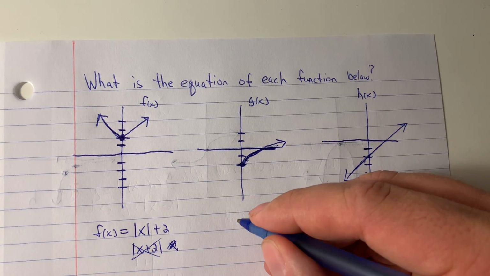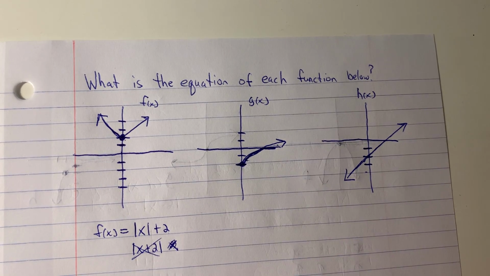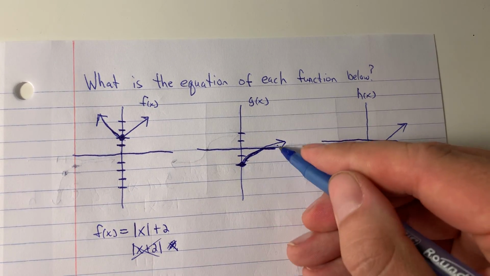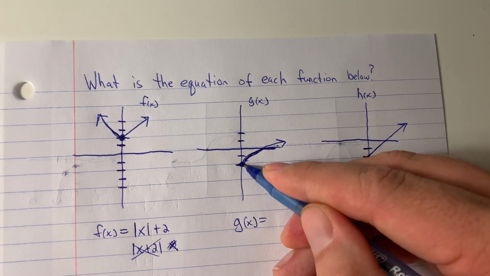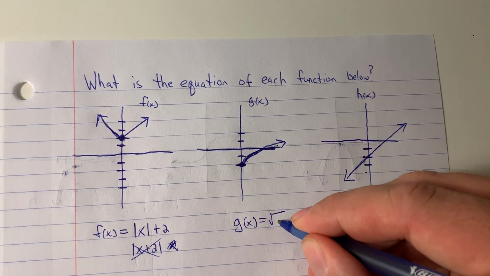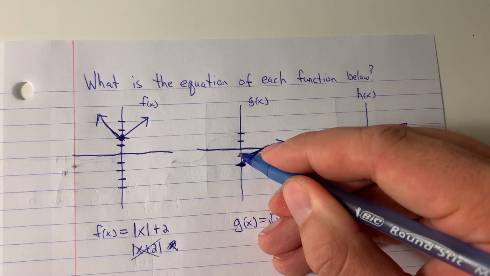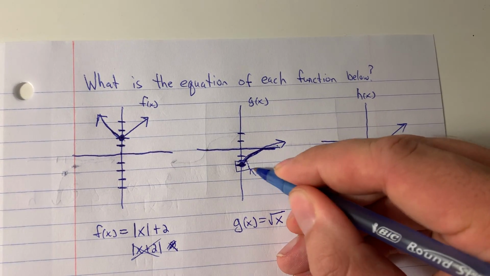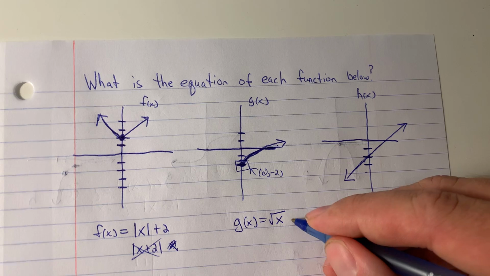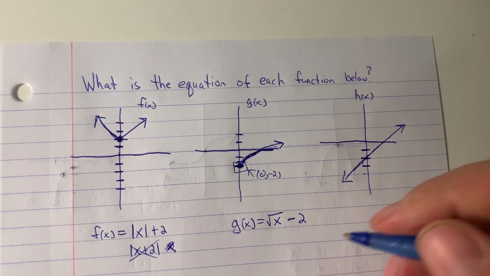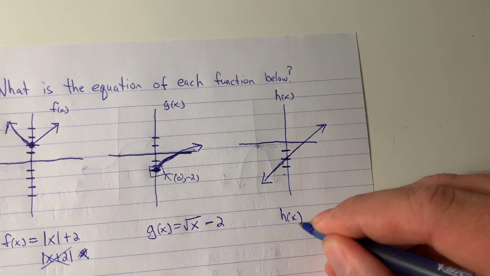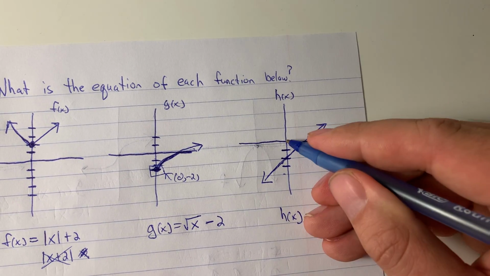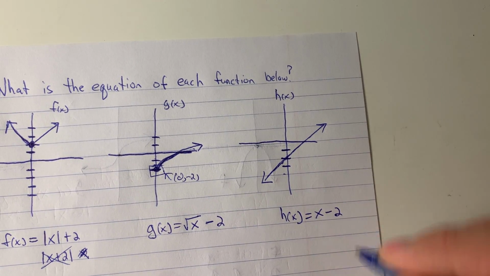This one is, again, g of x. So your equation that you should have written down is g of x equals, you should recognize this as the square root parent function. It's the square root of x. But the key point is at (0, -2) instead of (0, 0). So it got shifted down by 2. This last one is a linear function, and it's h of x. So hopefully your equation was h of x equals x minus 2.